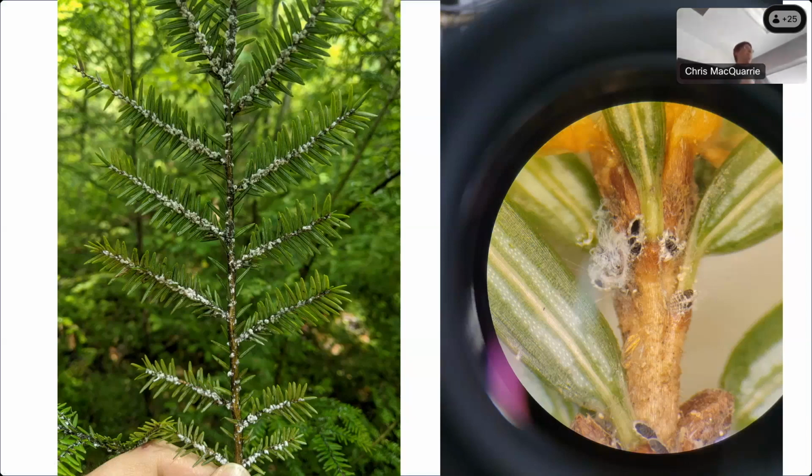Hey, Chris, great talk. What's the alternate host for the flying stage? Is it like a Japanese ornamental? Is that what they caught it on in Virginia in 1950? So Barry's asking what's the alternate host for the sexual generation. It's something called tiger tail spruce, which is some exotic. Well, sorry, not exotic. Exotic to us.